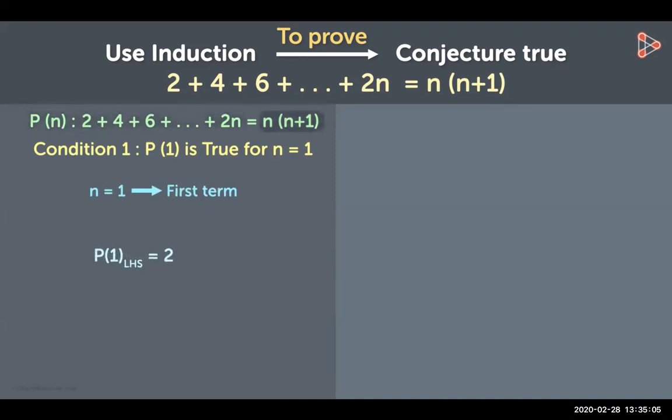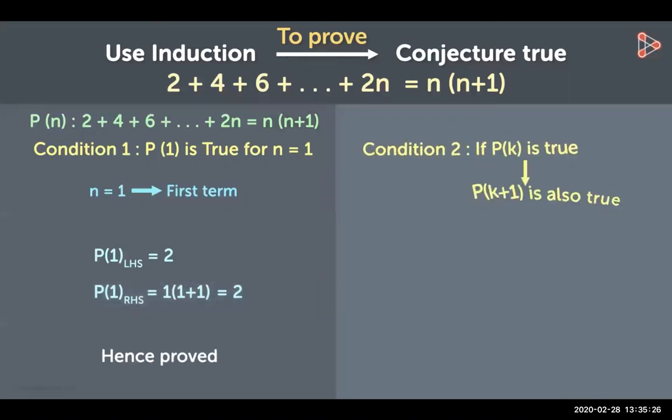Now we move on to the right-hand side. P of 1 for the right-hand side will be 1 multiplied by 1 plus 1. This is 1 times 2, which equals 2. Therefore, P of 1 for the right-hand side is also equal to 2. The first condition is done. Now for the second one.